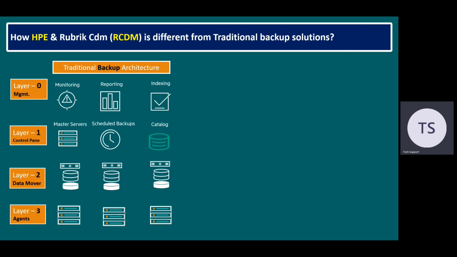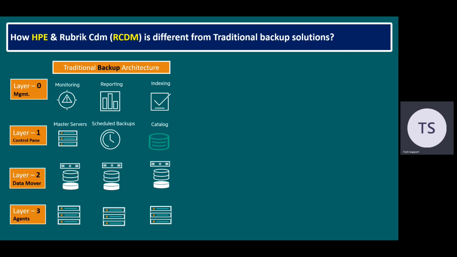Either you can use a default reporting or prepare a custom reporting, and also the indexing. Even within layer 0, in our traditional backups, some backup tools provide integrated capabilities. Some backup tools have no integrated capabilities. We have to use some external third-party tools to provide effective management like monitoring, reporting, and indexing. So these are the most common challenges in traditional backup architecture.